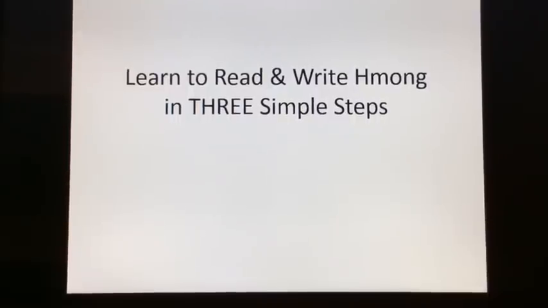After learning three simple steps, you will be able to read and write most Hmong words pretty much right away. This method is for someone who already knows how to speak Hmong and knows how to read and write English. I learned this when I was a freshman in college, when I was full of inspiration, really enjoyed writing Hmong songs, and would try to write Hmong words using the English spelling.